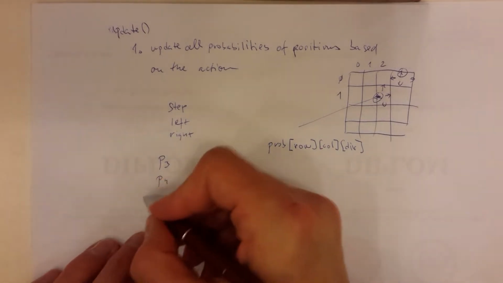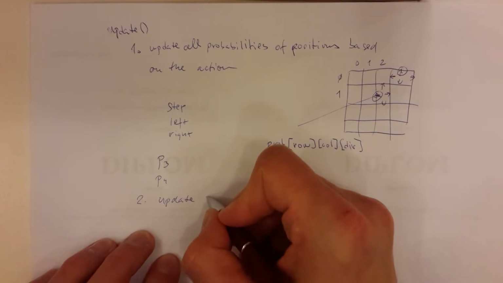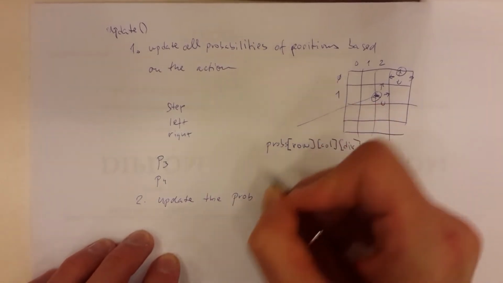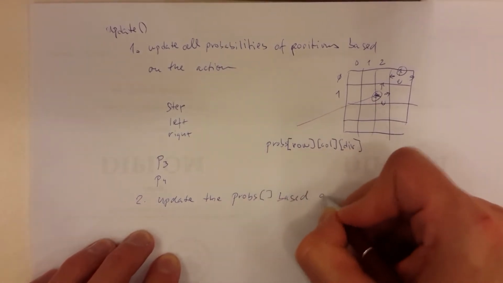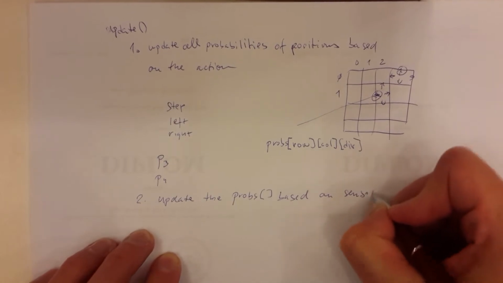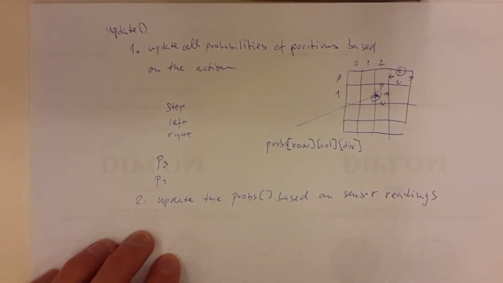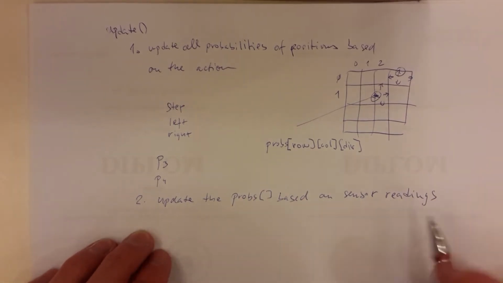And then the second part of it is to update the probabilities based on sensor readings. So these are the two parts, and we have discussed this part already using these Bayesian formulas.